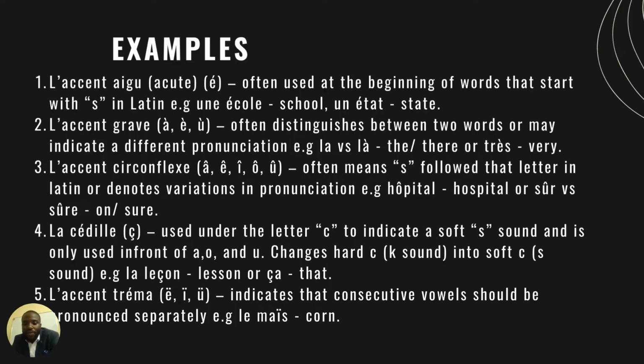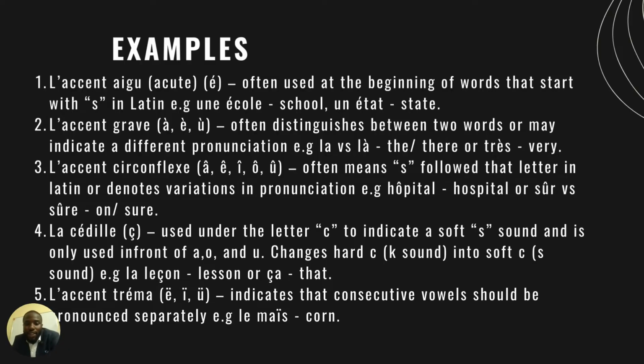It changes the hard C. I'm sure we've already looked at greetings. We say comment allez-vous, meaning how are you. So the C, the normal C, it's "ko". But if you want to respond to comment allez-vous, if you want to say I'm okay, you can say ça va. And the C now with the tail changes that C to "sa".